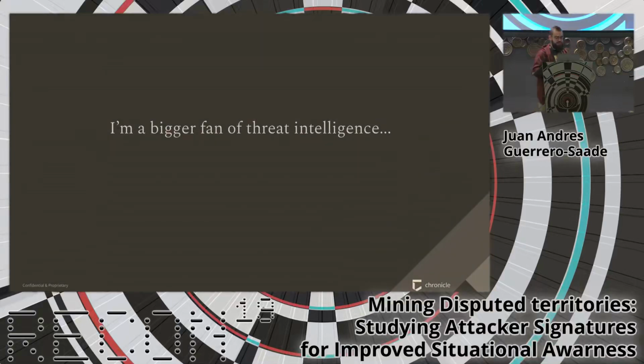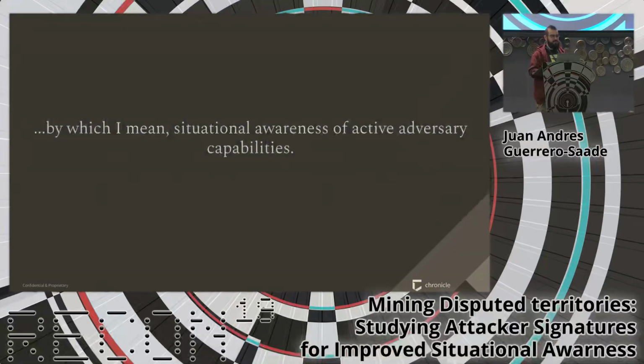I'm a bigger fan of threat intel in general, and by threat intelligence what I mean is situational awareness of active adversary capabilities. Yes, everything is possible. Yes, there may be a million attackers out there, but let's talk about what attackers are actually active, what are they actually doing at this time, what have we seen them doing, and what can we actually counteract.